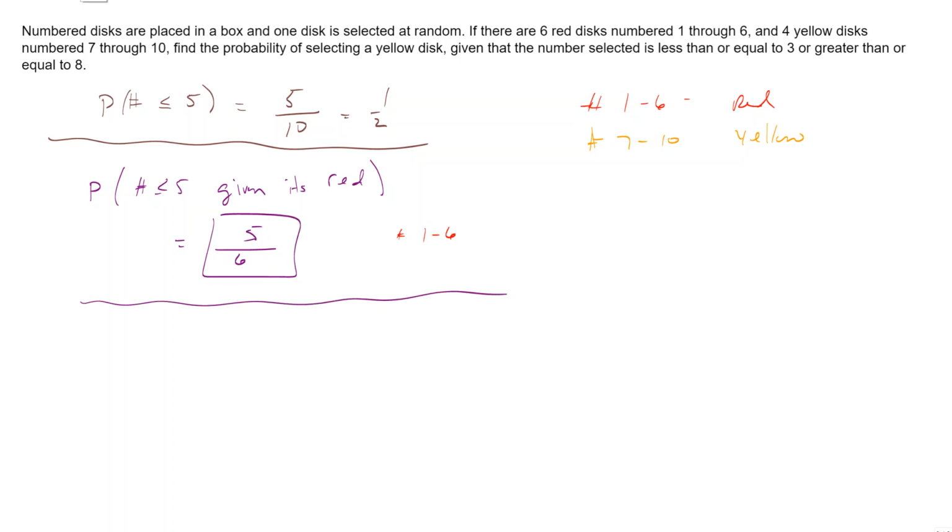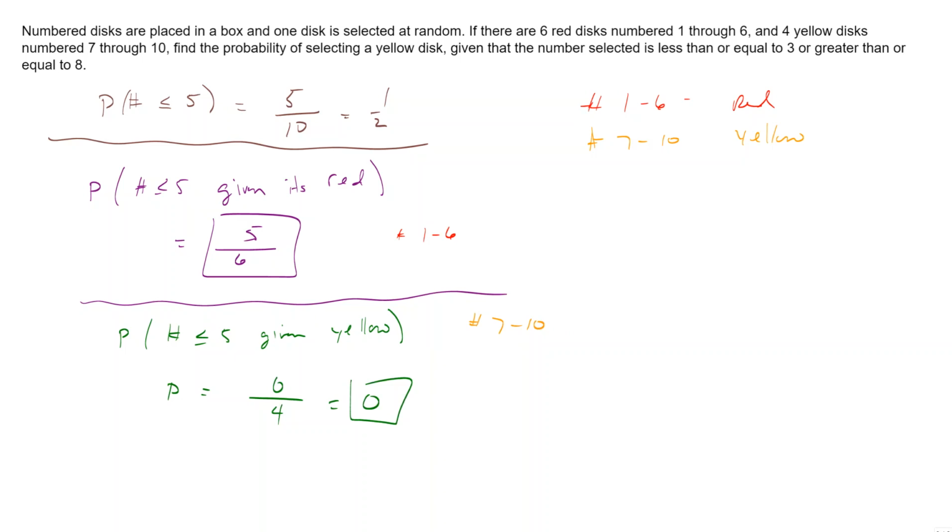All right, almost same question. How about the probability of getting a number less than or equal to 5, given that the disc I choose is yellow? Well, for the yellow discs, I've got numbers 7 through 10. So the probability is going to be my total. Well, 7 through 10, I've only got 4. So 7, 8, 9, or 10. And how many of those are less than or equal to 5? None of them are. So my answer is going to be 0.